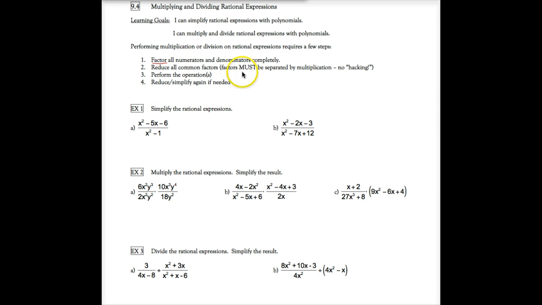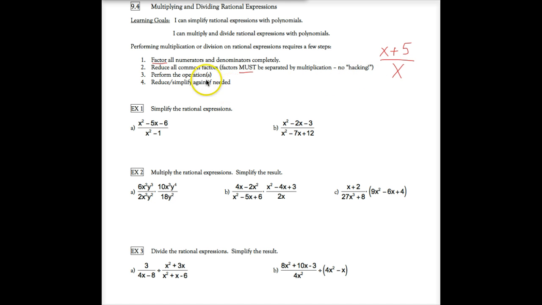The key is the factors have to be separated by multiplication. Now, what I call hacking: for instance, if you have something like x plus 5 over x, this x and this 5 are not separated by multiplication, so you cannot just cross out the x's. Other than separating it into 1 plus 5 over x, there's nothing else that you could do because, again, the x and the 5 are attached. You can only reduce the factors that are separated by multiplication.